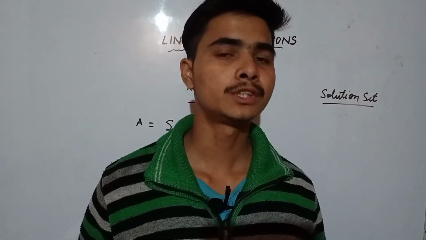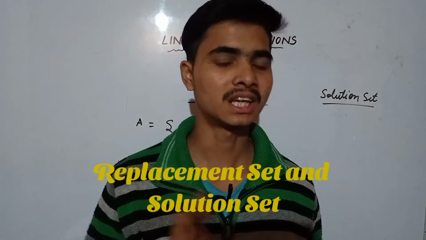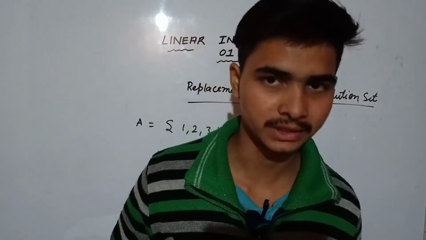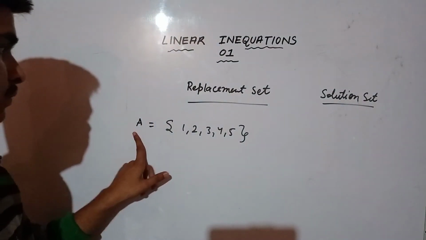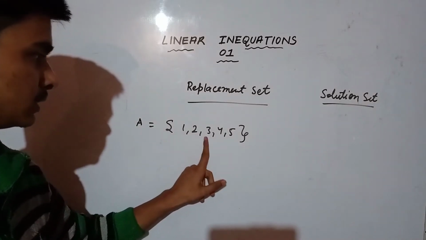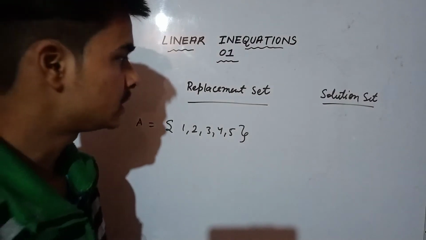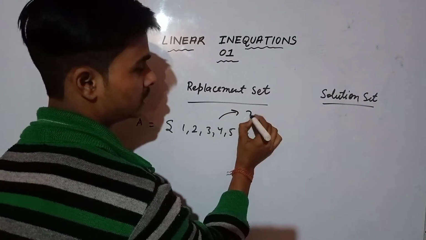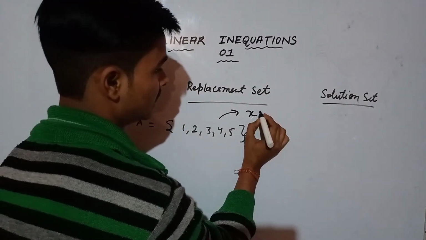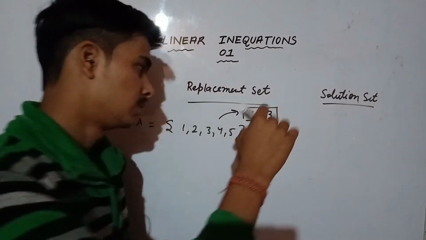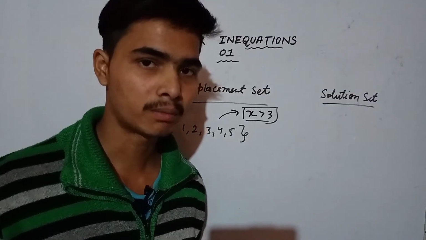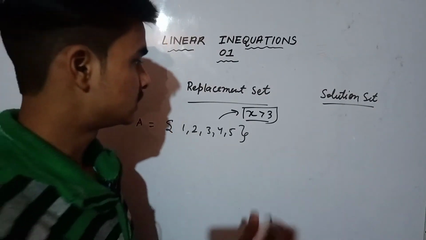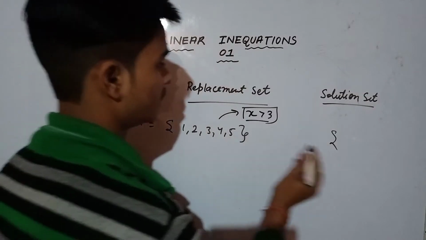Now the next thing to talk about is the replacement set and solution set. I don't think it is much required, but you should at least have knowledge about it. See here, what is a replacement set and a solution set? Suppose there is a set A which contains the values 1, 2, 3, 4, 5. Now I give you a condition: let me call all these values x, and x is such that x is greater than 3. So which set will be found with this condition? The required solution set as per this condition will be only 4 and 5.